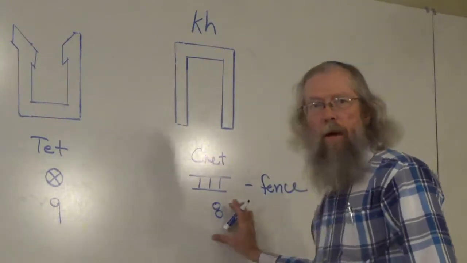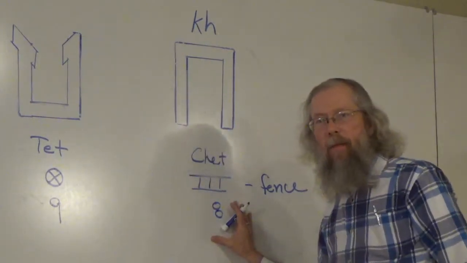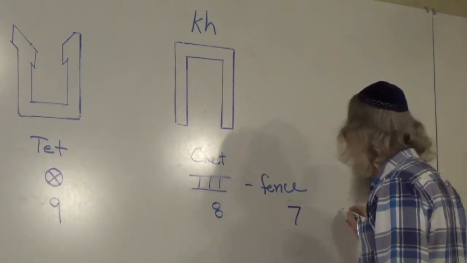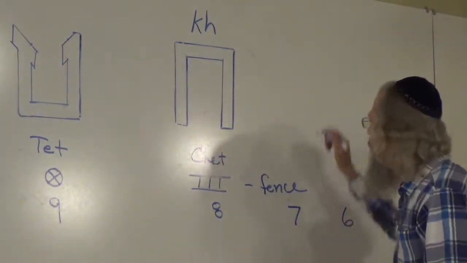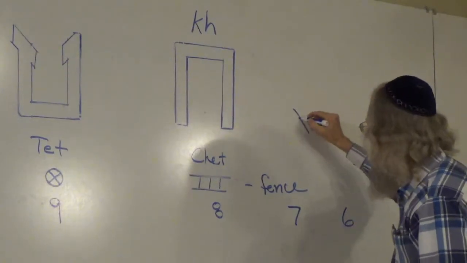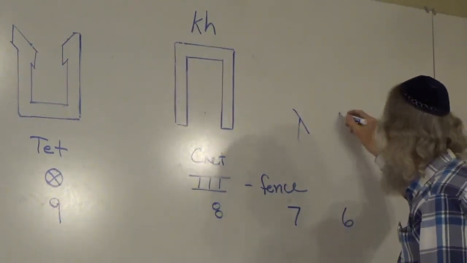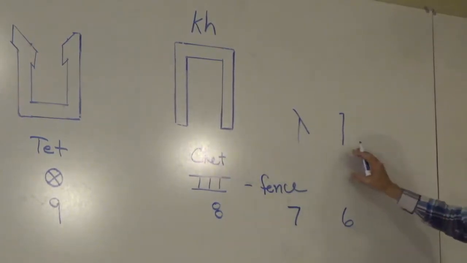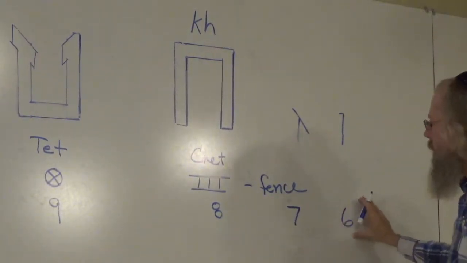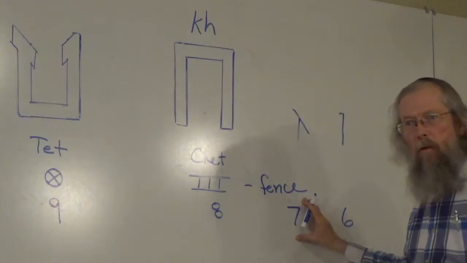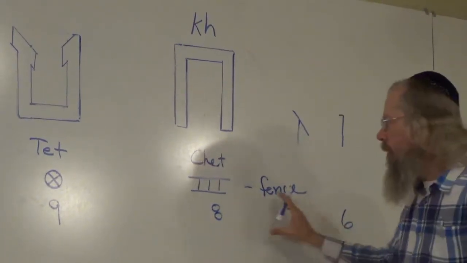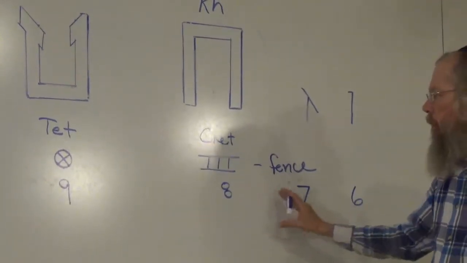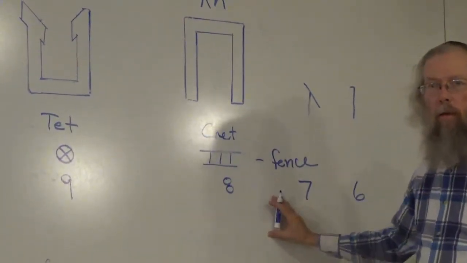Now, what is significant about the number 8? Remember, we dealt with this number and we dealt with this number. Okay? This was the Zayin and this was the Vav. So we dealt with these two numbers. 6. 6 is less than 7. So what can we say about 7? 7 is less than 8. 8 is greater than 7. Okay? So 8 is more than 7.